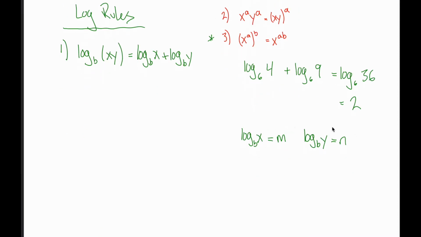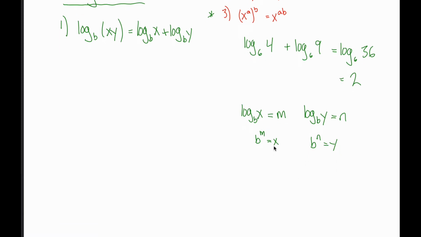So if I give these things names, now I have equations, and with log equations, I can rewrite them as exponential equations. If the log base b of x equals m, that means b to the m power is equal to x. And similarly, b to the n power is equal to y. And if b to the m equals x and b to the n equals y, well then x times y must be b to the m times b to the n, right? This is the same as this, and this is the same as this, so this times this is the same as this times this.